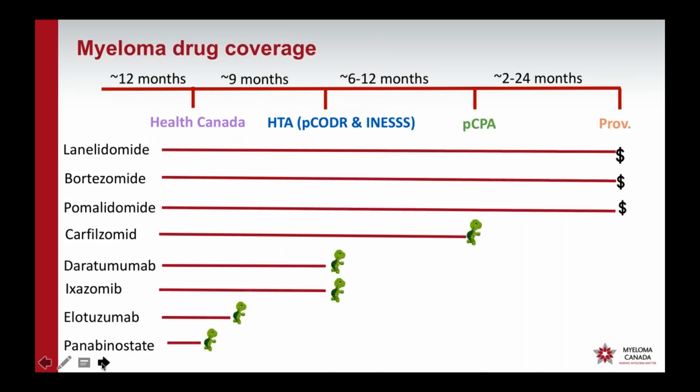Ixazomib, which is an oral medication, has been approved by Health Canada and is currently going through the pCODR process, and we should be hearing fairly soon when the recommendations will be made. Then you've got elotuzumab and panobinostat. Elotuzumab has been approved by Health Canada, but the company decided not to submit the drug through the health technology assessment process because they felt they were not going to get a positive recommendation because of price. So they've decided not to launch the drug in Canada. And panobinostat is currently under review by Health Canada, and we don't know when the notice of compliance will be made. We're still waiting to see on that one.